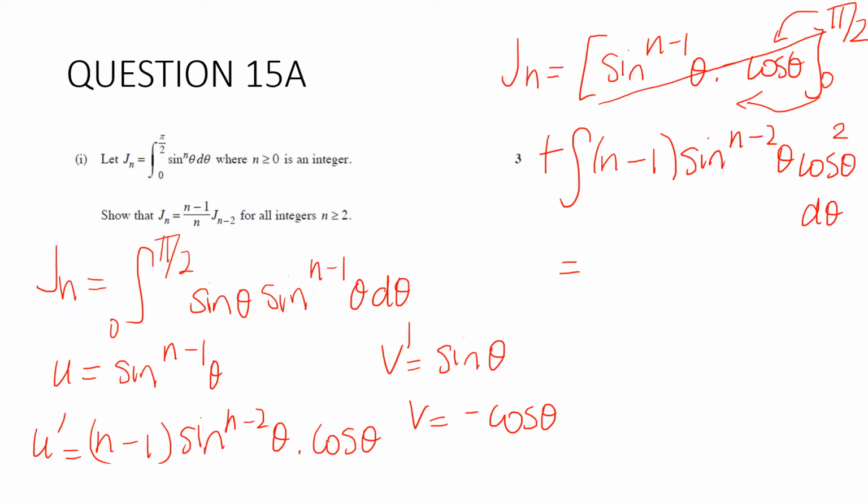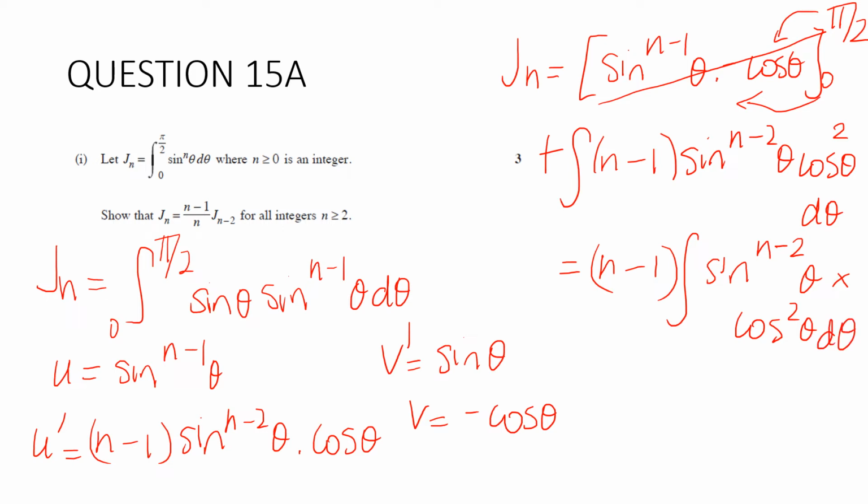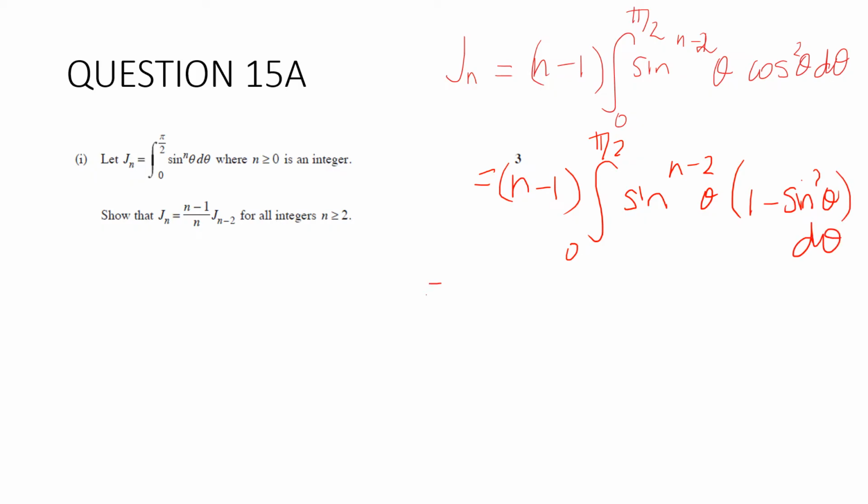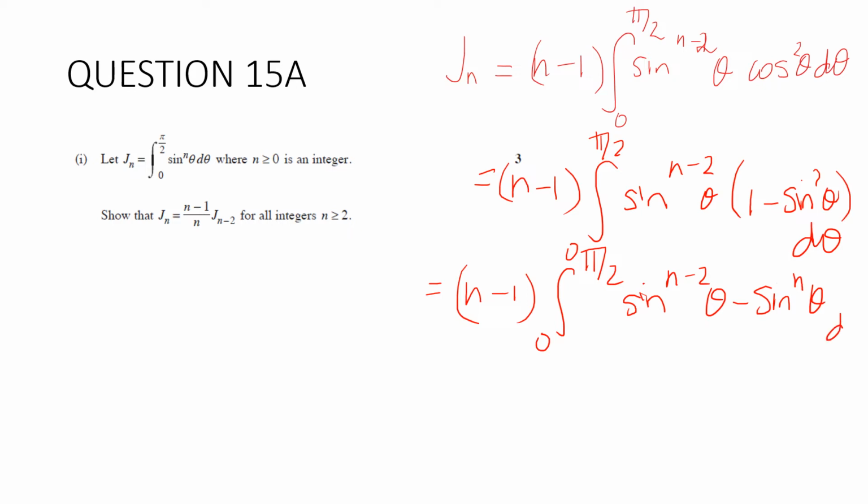So that leaves me with n minus 1, the integral of sine to the power of n minus 2 theta times cos squared theta d theta, which is equal to n minus 1 integral between 0 and pi on 2 of sine to the power of n minus 2 theta times (1 minus sine squared theta) d theta, which equals n minus 1 integral between 0 and pi on 2 of sine to the power of n minus 2 theta take sine to the power of n theta d theta, which is equal to n minus 1 times (J n minus 2 take J n).